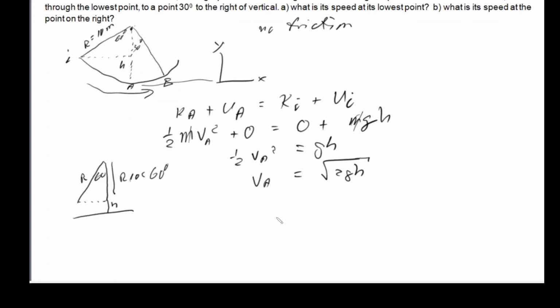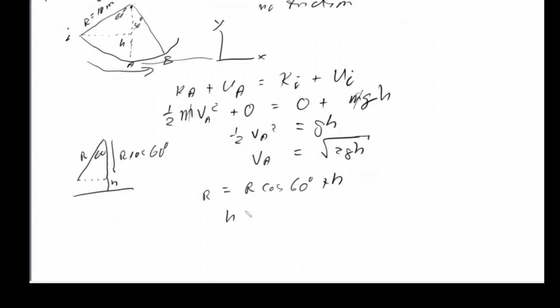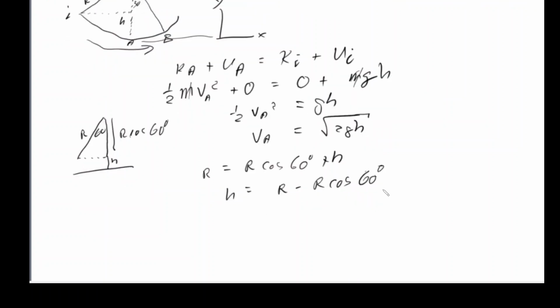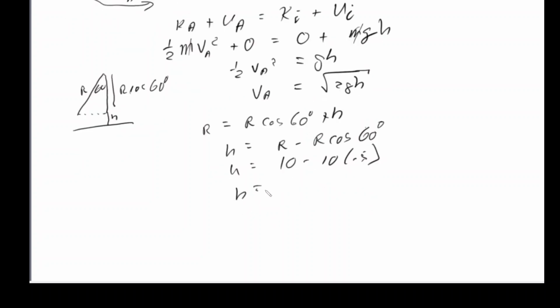So R is equal to R cosine 60 degrees plus H, or H is equal to R minus R cosine 60 degrees. H is equal to, we know R is 10 minus 10 times 0.5, and if we do that calculation, we find H is equal to 5 meters.